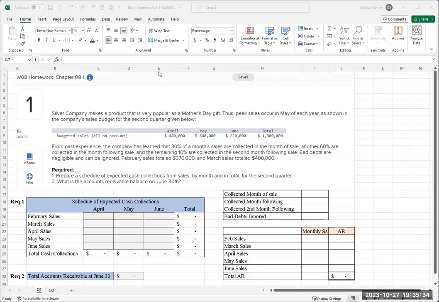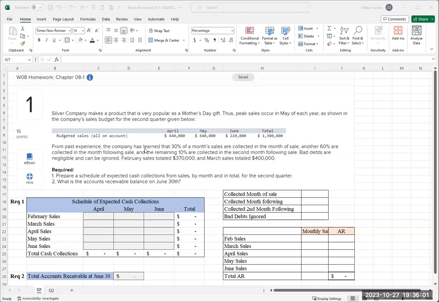Okay, we're going to give homework chapter 8-1 a try here. So this is question 1. Silver Company makes a product that is very popular as a Mother's Day gift. Thus, peak sales occur in May of each year, as shown in the company's sales budget for the second quarter given below. They give me budgeted sales for April, May, June, and then the total.